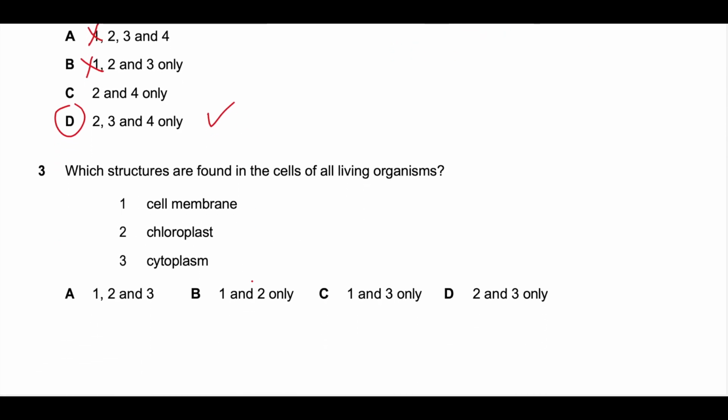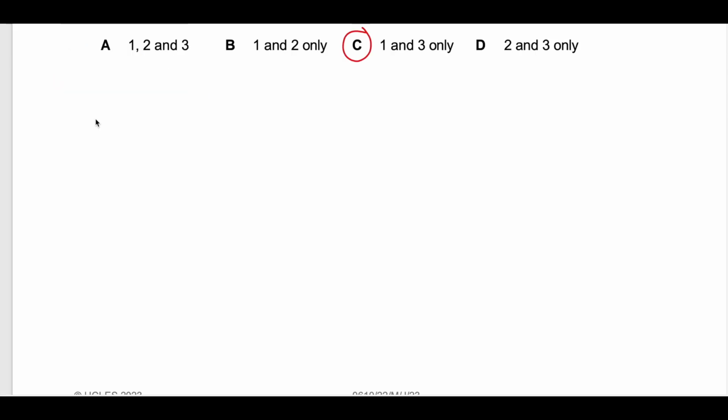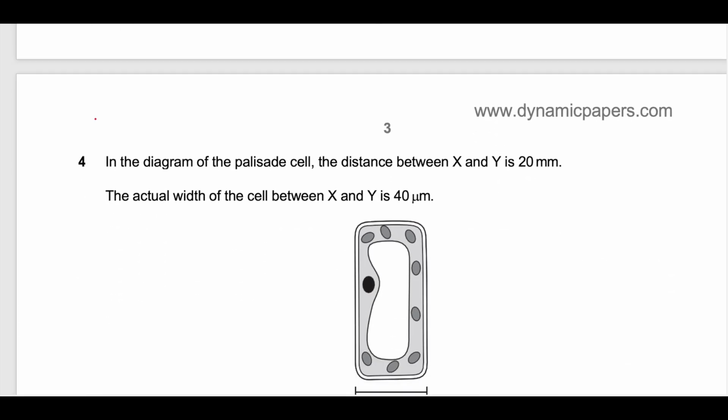Moving to question number 3. Which structures are found in the cells of all living organisms? We have 3 structures. The first one, cell membrane, sure, in all living organisms. Chloroplast, it's only in plants. Cytoplasm, also in all living organisms. So we'll search for the choice that includes 1 and 3, which is C. Let's move on to question number 4.